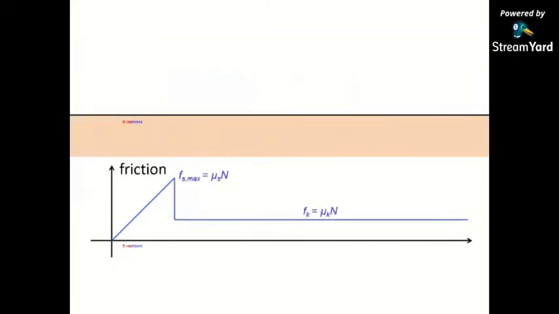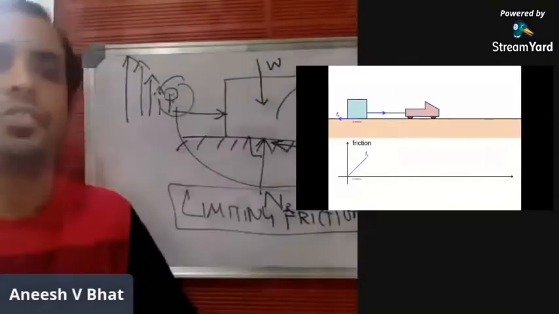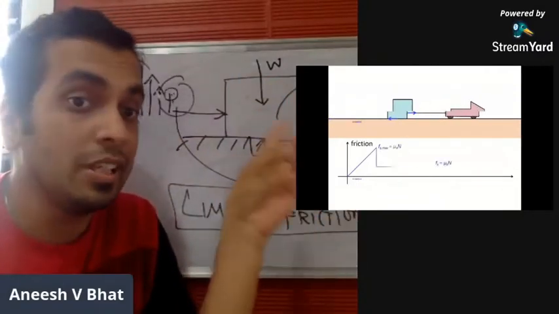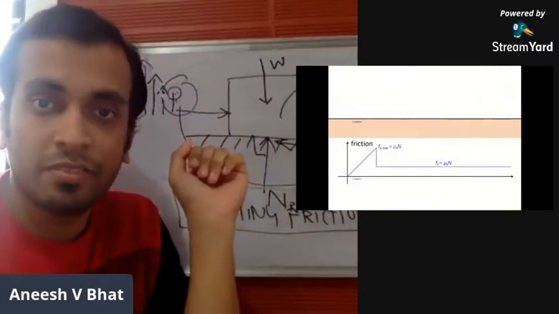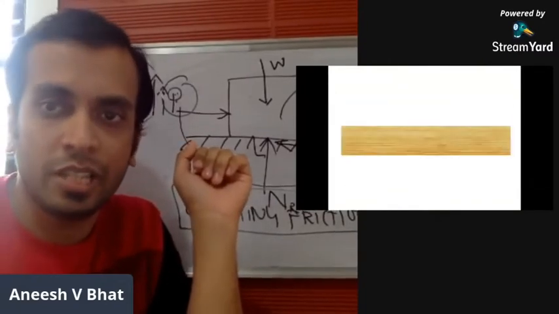The same concept which we discussed just now is being shown here. It is called the limiting friction point. Hope the concept is clear. Now let me show one more video of the same type.